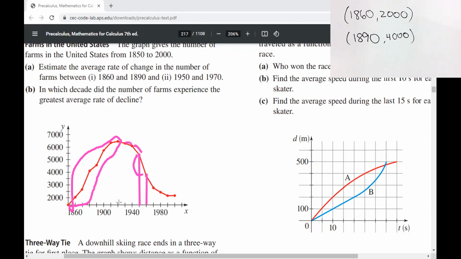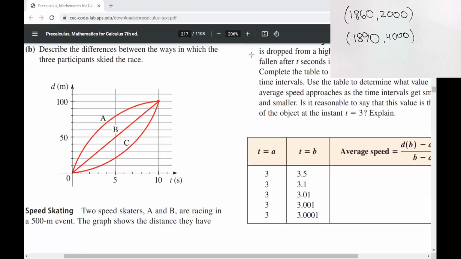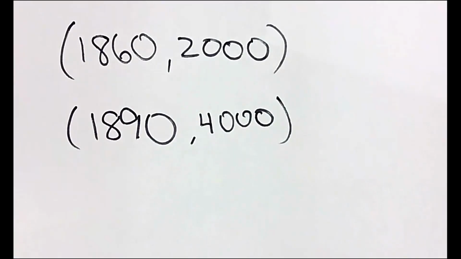Okay? Make sense? And we're just analyzing each graph. Okay? Any questions on this so far? So that is 2.4. Okay? That's your 2.4 lesson.